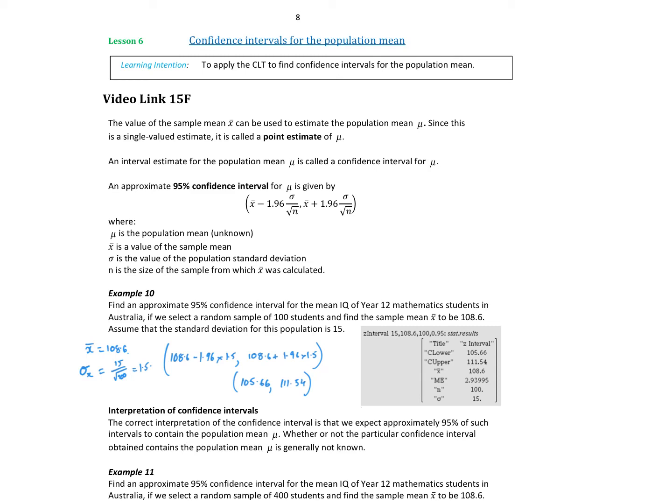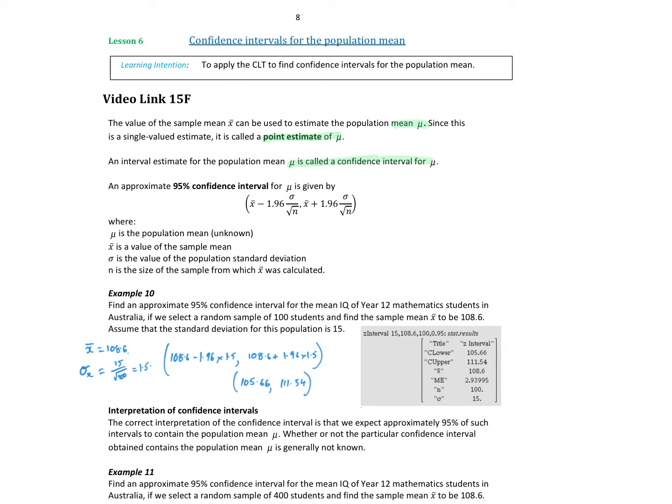Okay, so the value of our sample mean X bar, we use to estimate the mean mu, and it's a single value, so we call that a point estimate of mu. What's often more significant to us is to be able to come up with an interval, where we expect to find the mean, and that's called a confidence interval, all right?